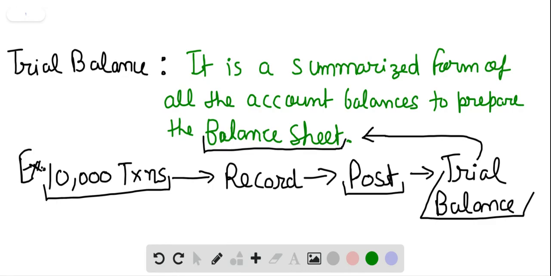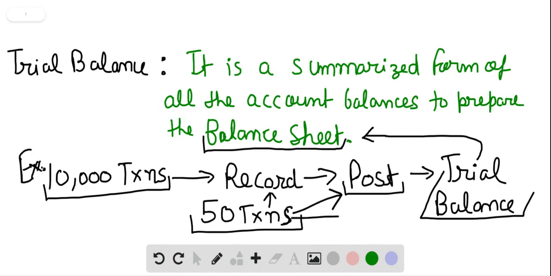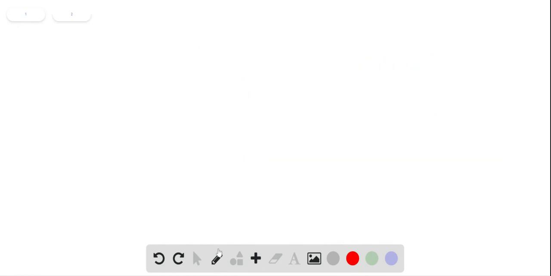Now let's say the accountant misses 50 transactions that were very important from the business point of view. So those 50 transactions were left to be recorded, and therefore left to be posted, and their effect was also not in the trial balance. So the balance sheet preparation will be wrong. Now what happens? There comes the concept of the adjusted trial balance to the rescue.